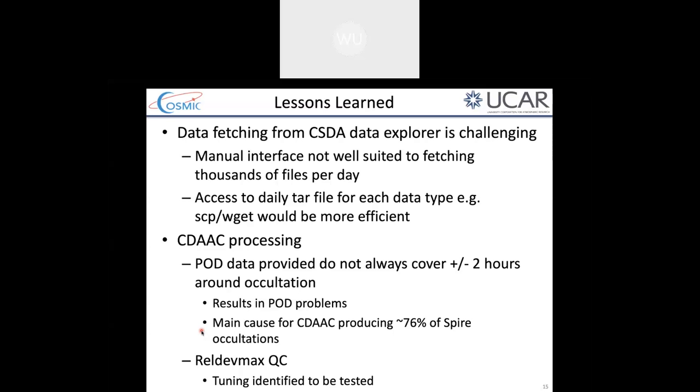So hopefully I didn't run over too much. And I guess I'll turn it back over to the moderator.